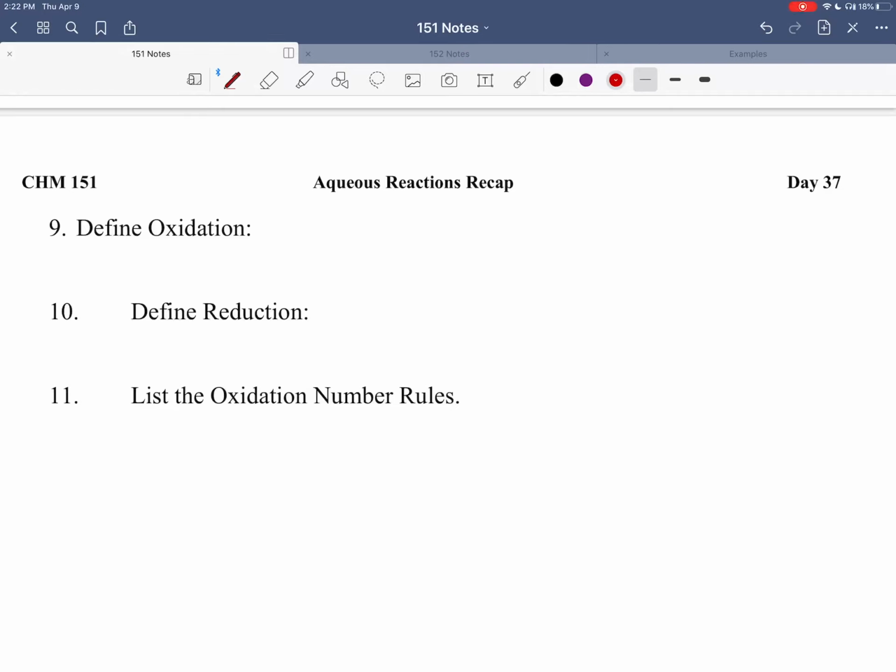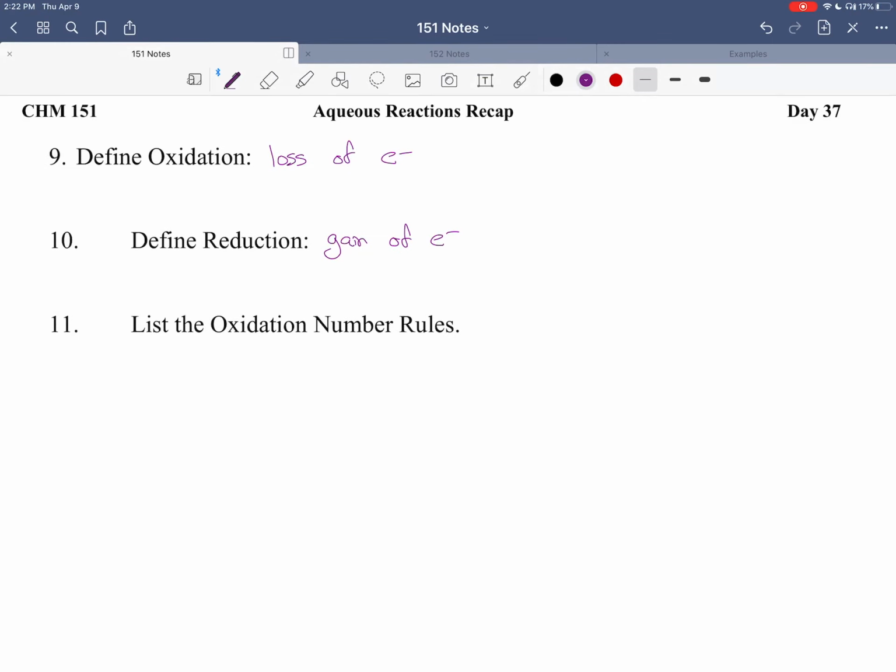Day 37, number 9, defining oxidation. Oxidation would be the loss of the electron. Reduction is the gain of the electron. Now, with oxidation, usually you can gain oxygen or lose hydrogen, and with reduction, you can lose oxygen or gain hydrogen. But we're just going to keep it with loss and gain of electrons.